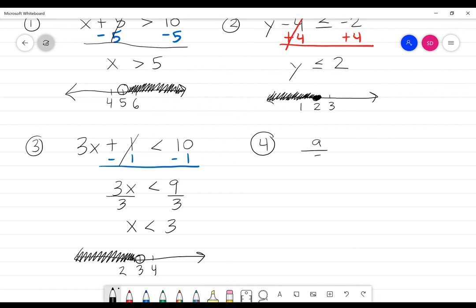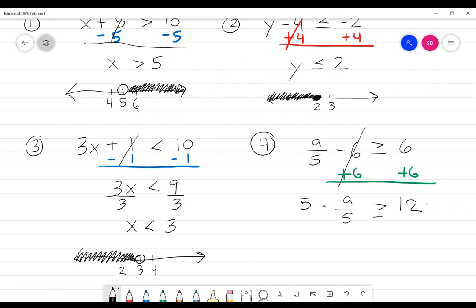This time, let's say I have a divided by 5 minus 6 is greater than or equal to positive 6. So remember, you want to undo the adding or subtracting first when you have this type of an equation. So I'm going to add 6 to both sides. Adding 6 to both sides eliminates the 6 over here. So I have a over 5 is greater than or equal to 12. So now remember, when you have a fraction, the undo of a fraction is dividing, so the undo is multiplying. So I'm going to multiply both sides by 5.